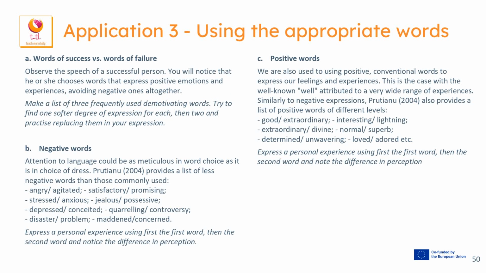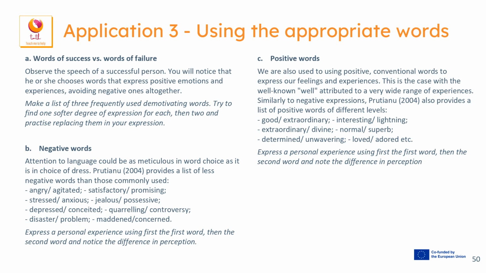Application 3. Using the appropriate words. A. Words of success versus words of failure. Observe the speech of a successful person. You will notice that he or she chooses words that express positive emotions and experiences, avoiding negative ones altogether. Make a list of 3 frequently used demotivating words. Try to find one softer degree of expression for each, then 2, and practice replacing them in your expression.